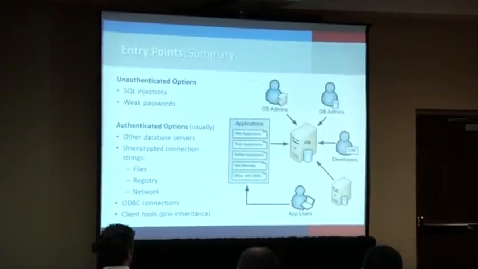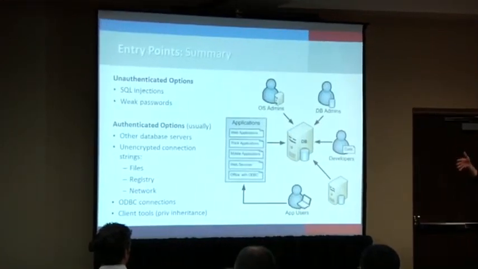We've broken these into 2 major categories that we see a lot on pen tests. First of all is the unauthenticated options that we see the most. SQL injections are pretty rampant still. We see them very, very often, and they're a good way to get into the database layer. Also, weak passwords. Sometimes databases are exposed to the internet.